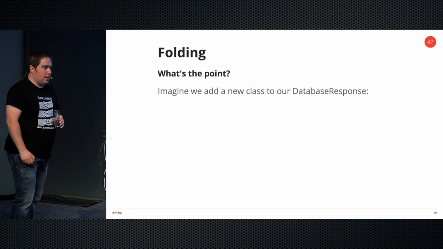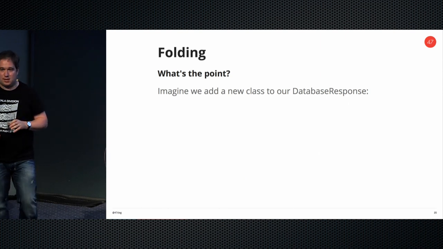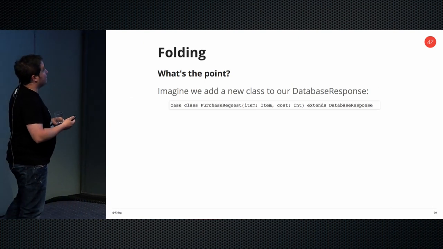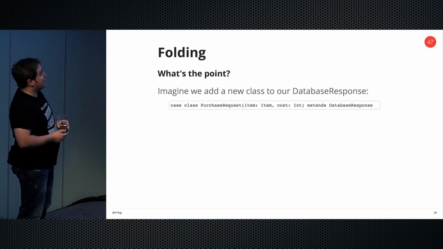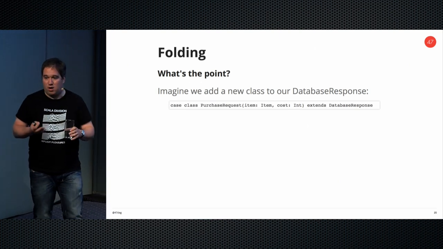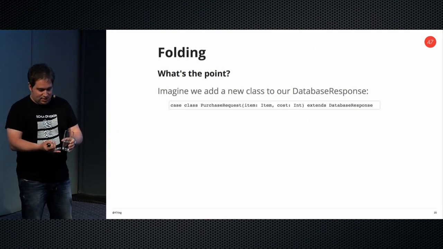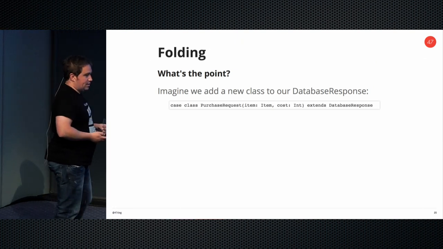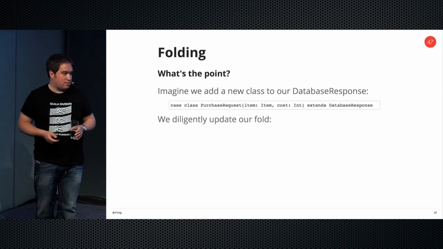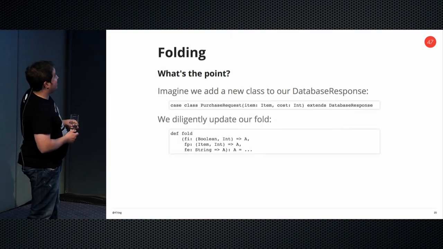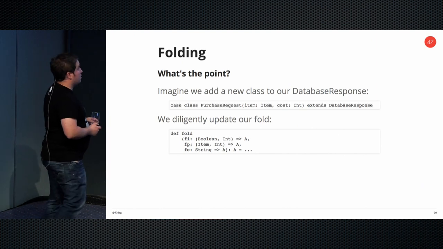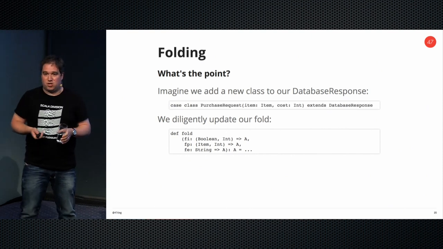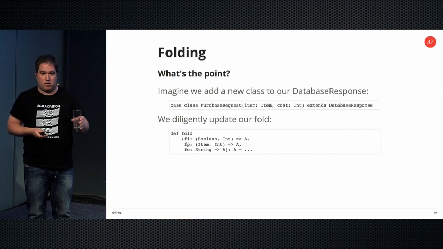or whatever, and we want to add a new class into our database response type. Say we've got something like this, some kind of purchase request. It takes an item and a cost. And so now our database response can either give us some invoices, give us purchase requests, or give us an error. Okay, so we're diligent programmers, and we update our fold. So now we've got this extra line in here. Hopefully you'll see straight away that anything that was using fold before is just going to break. It's literally not going to compile.